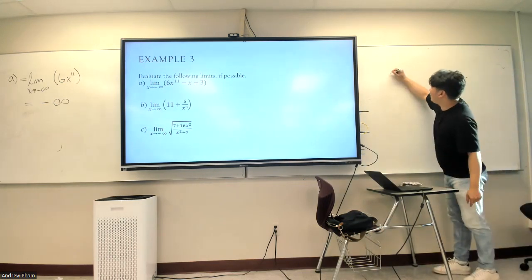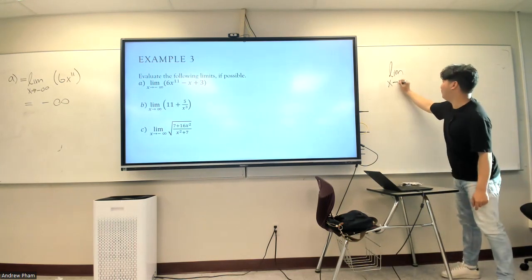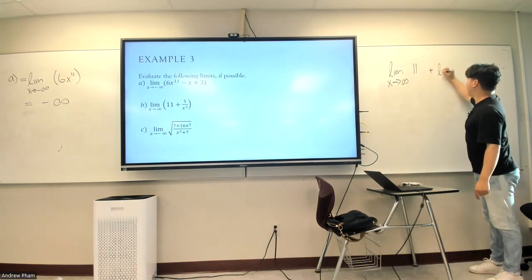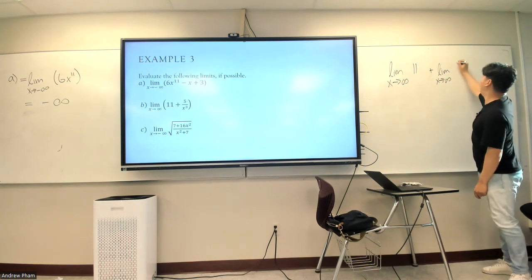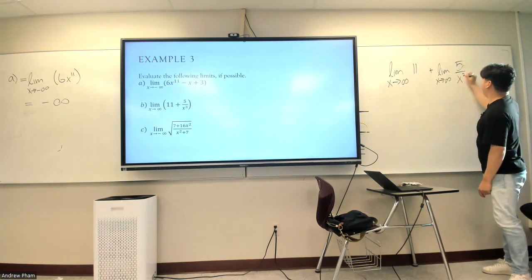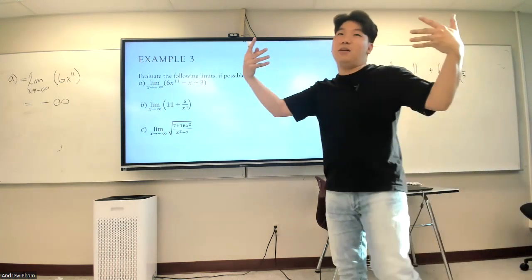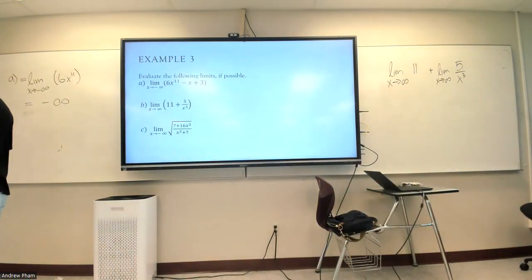In other words, I can write this as the limit as x goes off to infinity of 11 plus the limit as x goes off to infinity of 5 over x cubed. Remember, I'm able to split up my limits if I want. Now I claim that y'all know how to evaluate those two limits separately.